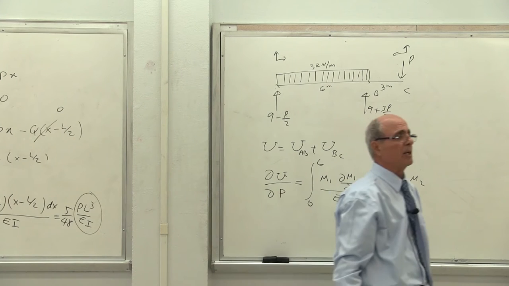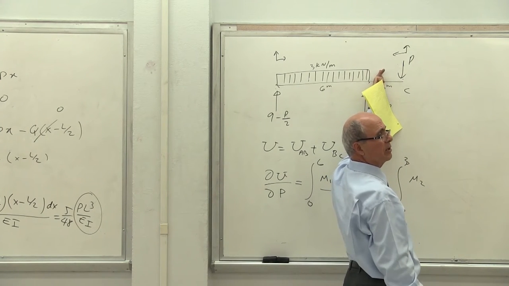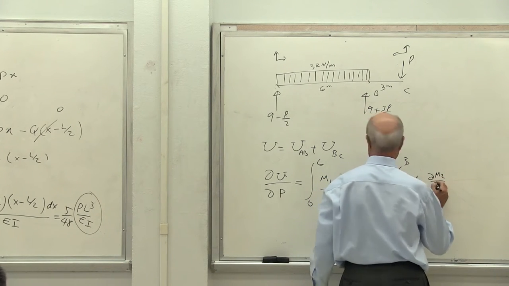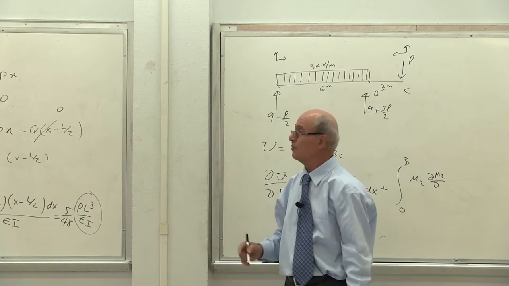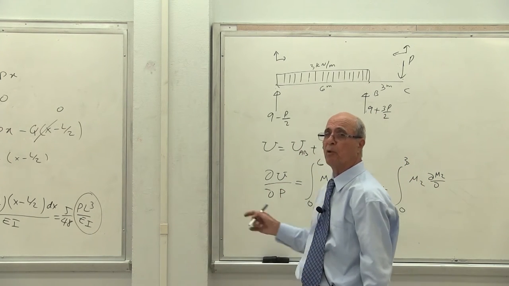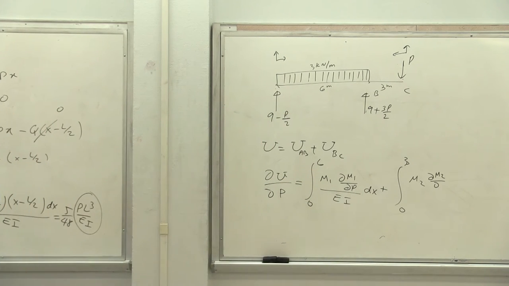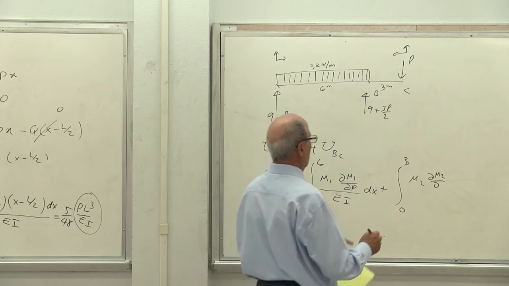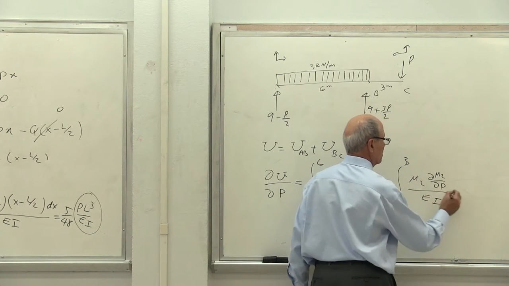I haven't established what M2 is. M2, I have to cut it here. Yes or no? I'll come from the right. Is that correct or not? M2 and its derivative. Notice this is not u. This is u. This is its derivative. I'm applying the derivative before the integration. Do you understand what I'm doing here? All of these are derivatives before the integration. Yes or no? Correct? So dM2 over dP divided by EI again, because 2 and 2 drops, so dx.